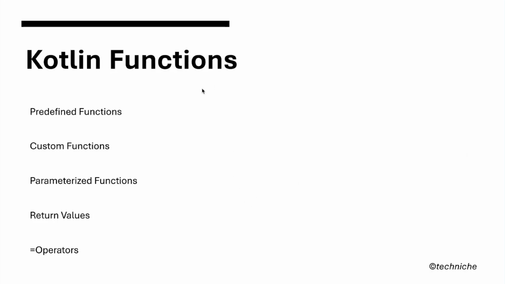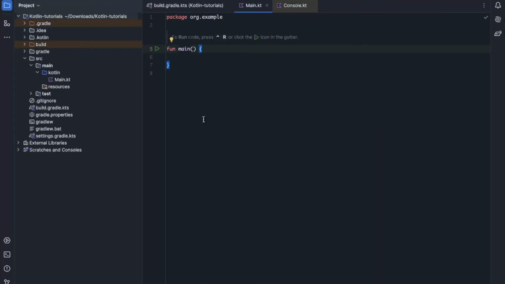We will check predefined functions. After that we will check custom functions, that means our own functions. And after that we will check parameterized functions, we'll check return values, and we will check the equals to operator. Okay, so let's dive in. What are predefined functions? Predefined functions are the kind of functions which Kotlin provides. Okay, so let's go to the code.